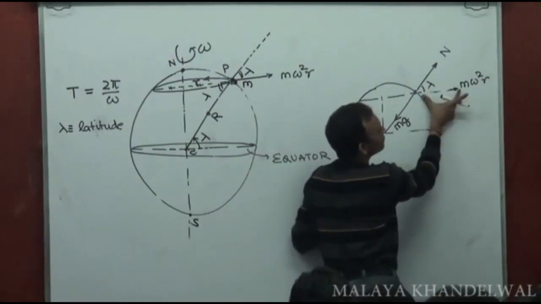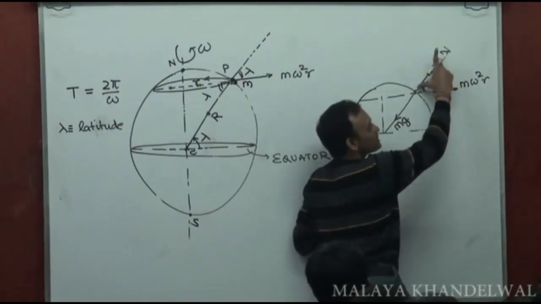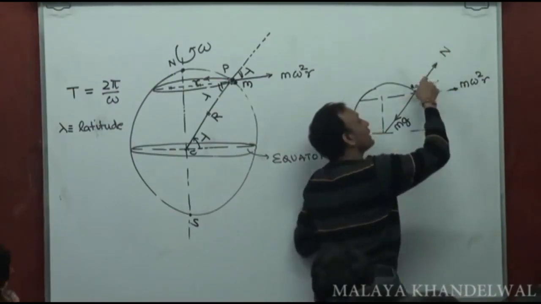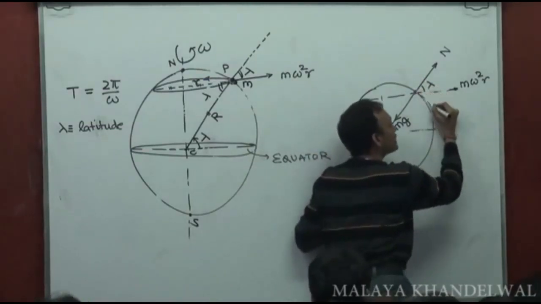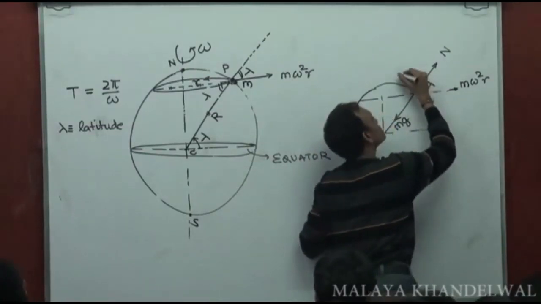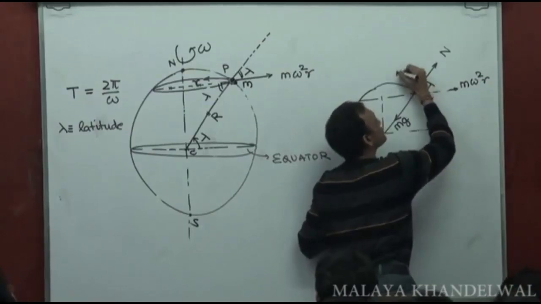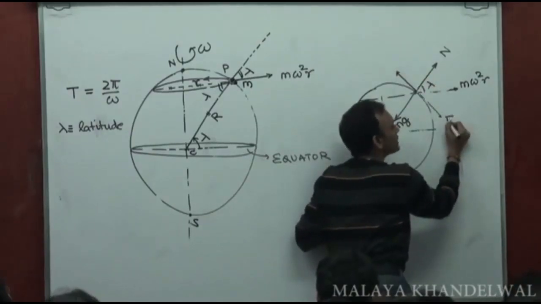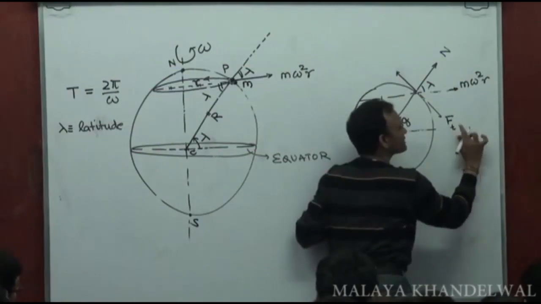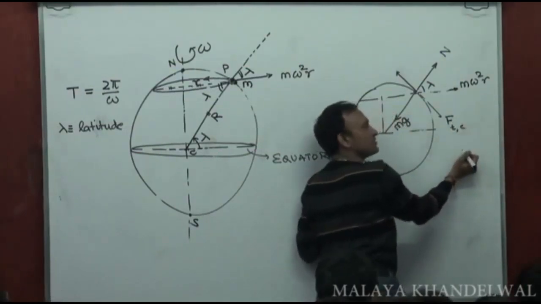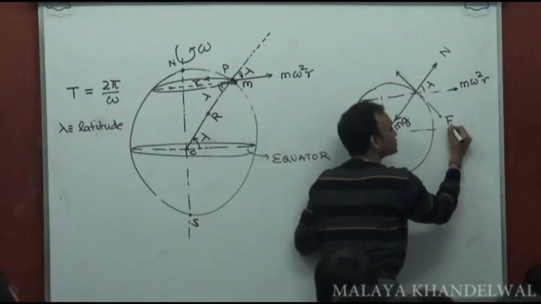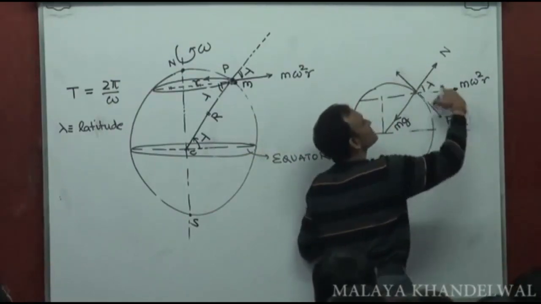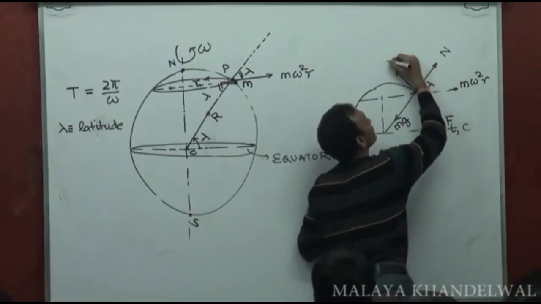The centrifugal force has a component along N and has a tangential component, right? The tangential component of the centrifugal force, Ftc, is balanced by friction. The tangential component of the centrifugal force is balanced by the frictional force.